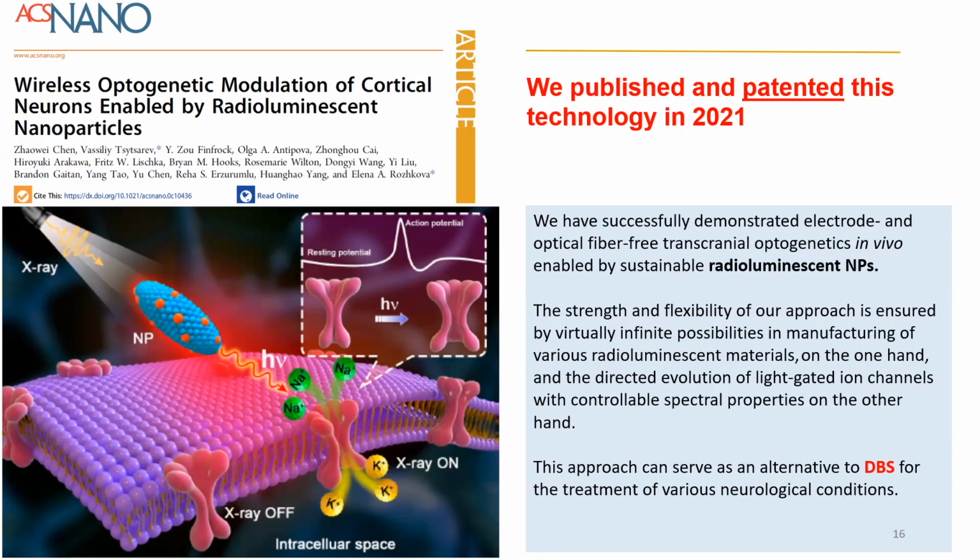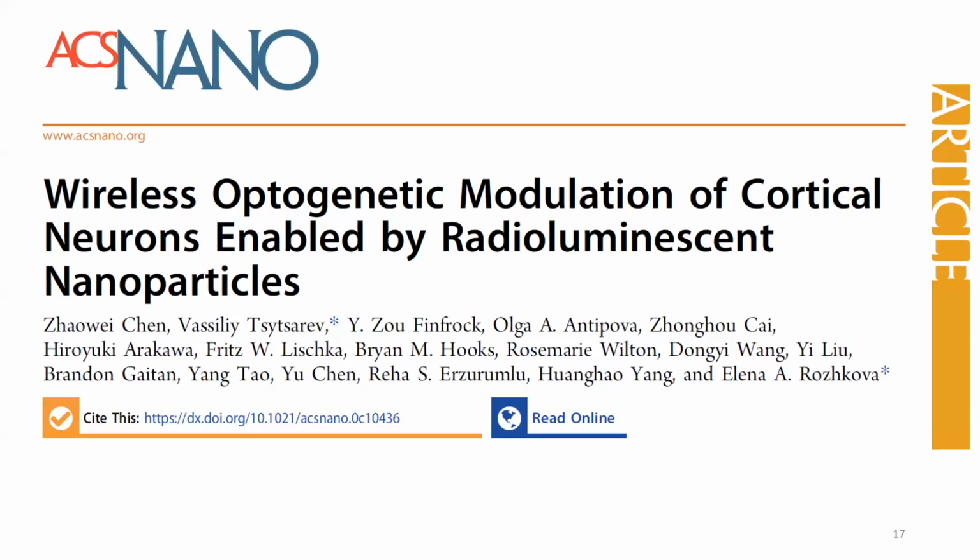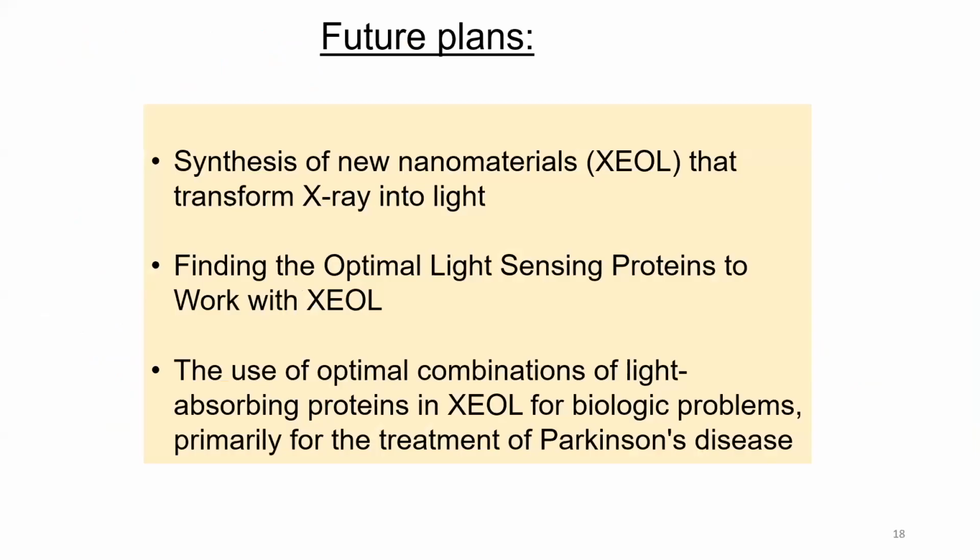So in conclusion, I just would like to show this paper. It was published and we have received some positive and enthusiastic replies in response to this publication. The future plan is to increase as much as possible our work in this direction. We need to synthesize new nanomaterials which can transform X-ray into not only red light, the red part of the spectrum, but green or blue, because different channel rhodopsins are sensitive to different parts of the spectrum, and we can combine them like Lego elements. It's a very huge perspective, but it needs a lot of work.